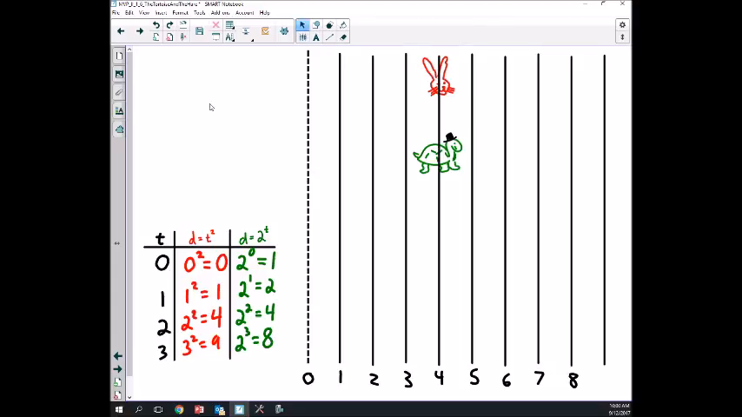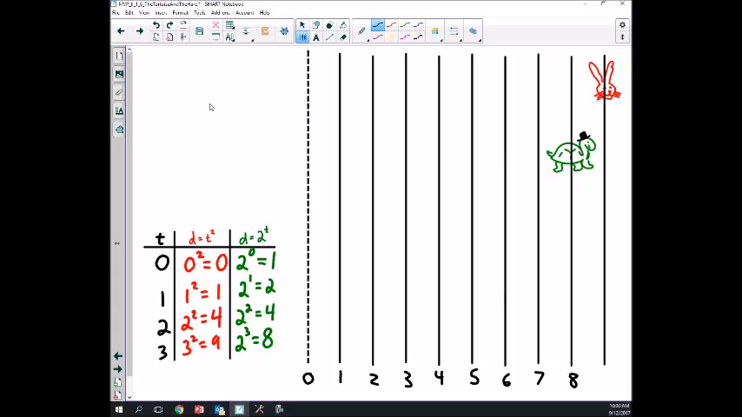So the tortoise has gone 8 meters, and the hare has gone 9 meters. So right now the hare is winning. And you can continue this table for more times and see what happens as time goes on. Does the tortoise end up winning the whole race? Does the hare end up winning the whole race? You can answer some of those questions.